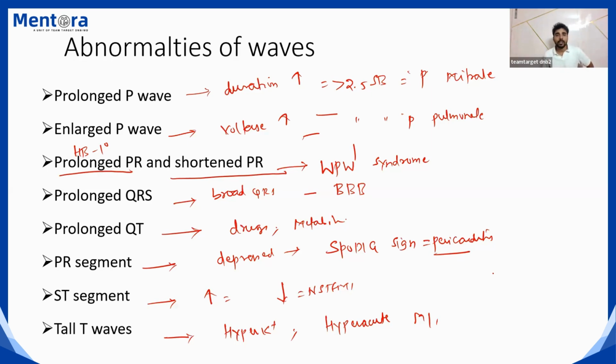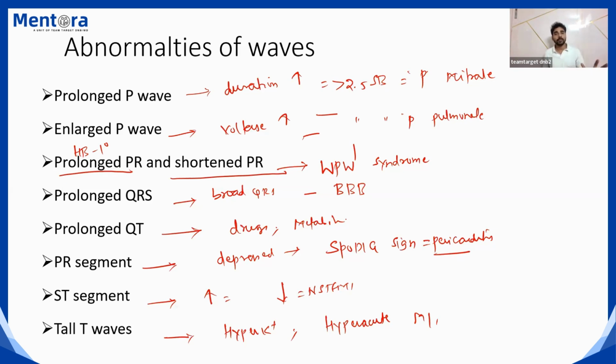So these are the abnormalities of the waves, very important. First thing you have to do is see the ECG, see whether all the waves are correct or not: P is correct, QRS is correct, T is correct. Then you have to calculate the rate, then you have to calculate the rhythm. For that you have to know the actual durations.